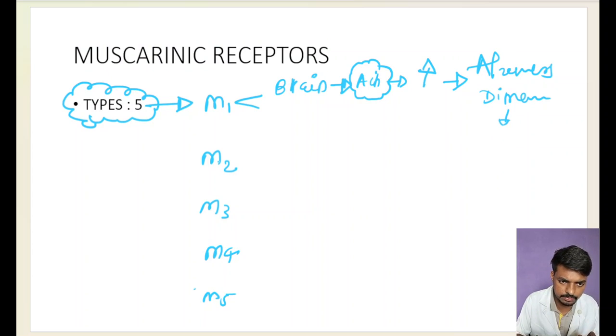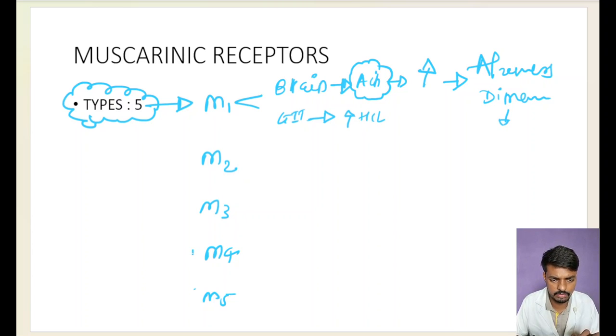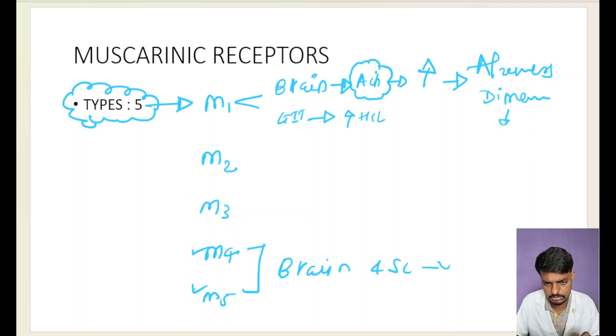This M1 receptor is present in our GI tract also. If any parasympathetic stimulus comes, this system gets stimulated and increases peristalsis and increases the HCl, hydrochloric acid. M4 and M5 receptors are present only in the brain and spinal cord. So the muscarinic receptors present on the central nervous system are M4 and M5, and M3 and M2 are present in most of our body, here in the gastrointestinal tract.